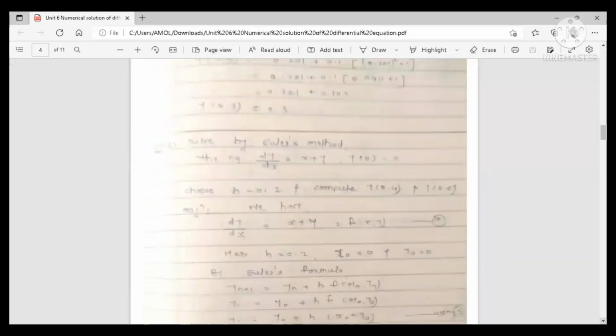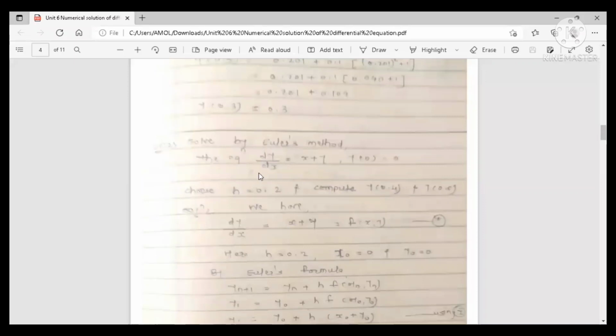This is the example of Euler's method. Similarly, you can solve the next example also by Euler's method. Solve by Euler's method the equation dy by dx is equal to x plus y, where the initial condition is y of 0 is equal to 0. Choose h is equal to 0.2 and compute y of 0.4 and y of 0.6.